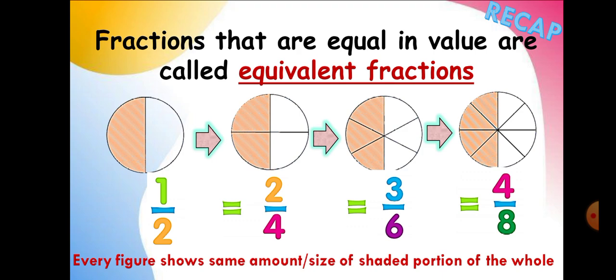First of all, I'm having 1 over 2. In this 1 over 2, you can see a whole that's divided into two equal parts, and one of them is shaded. Then I'm having 2 over 4. Here the whole has 4 total parts, and two of them are shaded. 3 over 6: the whole has 6 total parts, and 3 of them are shaded. 4 over 8: the whole has 8 total parts and 4 of them are shaded.